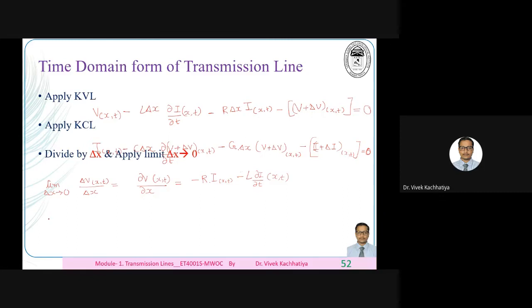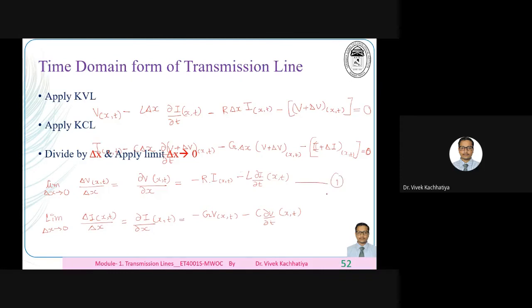Similarly, when I do the same for KCL, the limit delta x tends to 0 of delta I of x comma t divided by delta x is del I by del x of x comma t, which is equal to minus g, delta x is divided, v of x comma t, minus c del v by del t of x comma t. Okay, so these are the two equations.